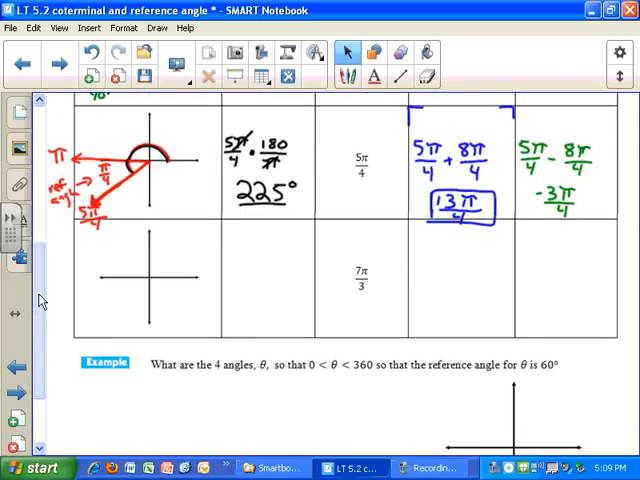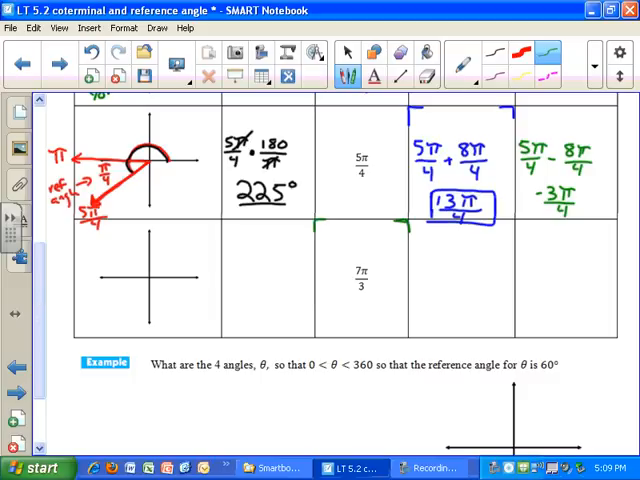Okay. I would recommend pausing the video and trying this next example on your own. If you don't feel like doing that, I will go through the rest of those right now. 7 pi over 3, if we're going to use this as our original angle.